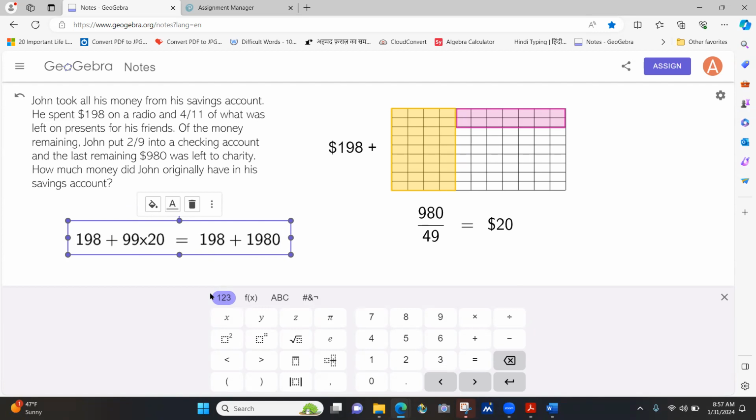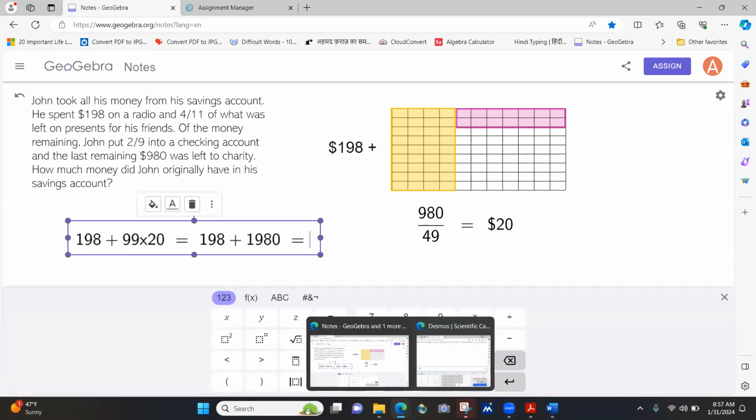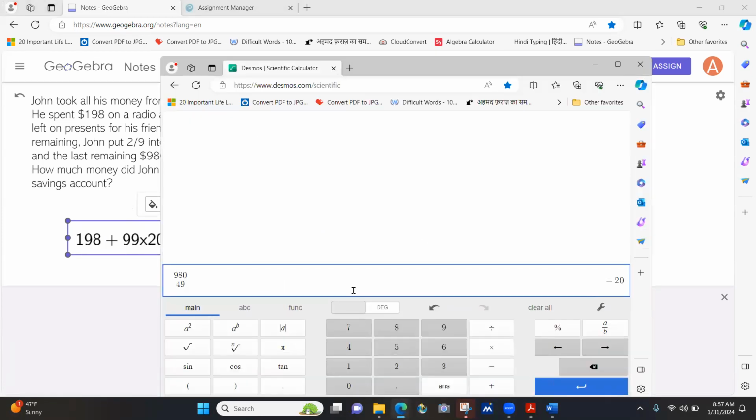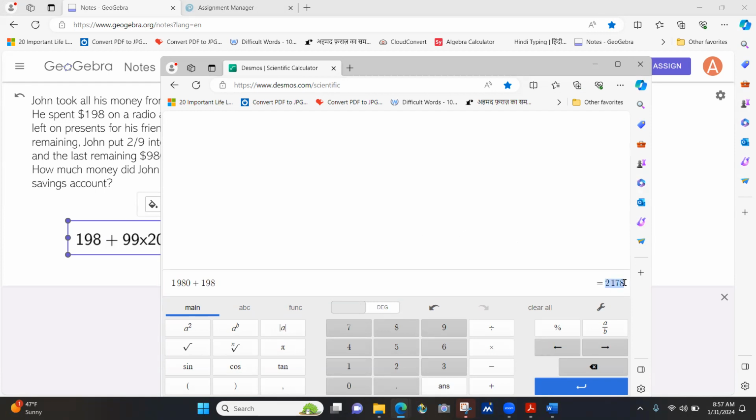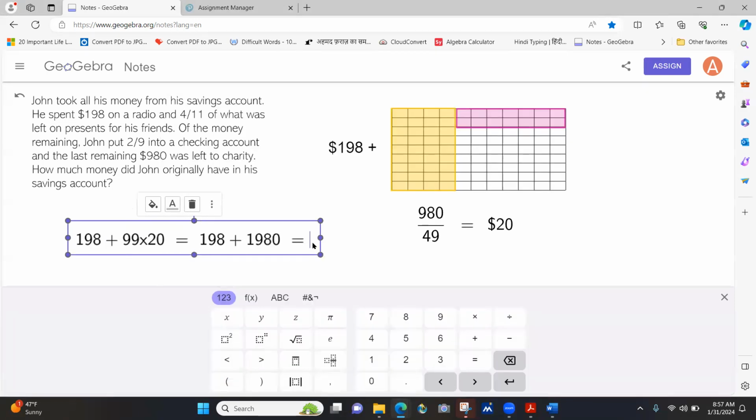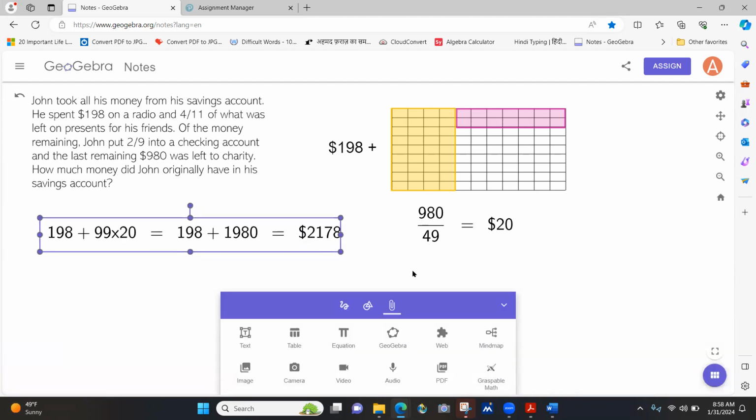Let me double check. Let me make sure I didn't mess up. That sounds about right. And let me add it. I'm getting 2,178. That's the total amount he withdrew from his savings account, or that's the total amount of money he had in his savings account. My answer is 2,178.